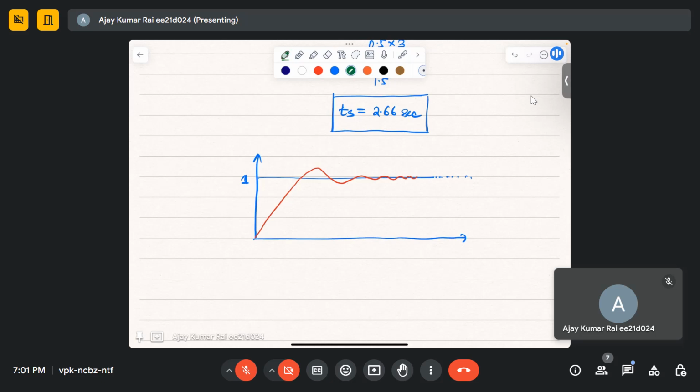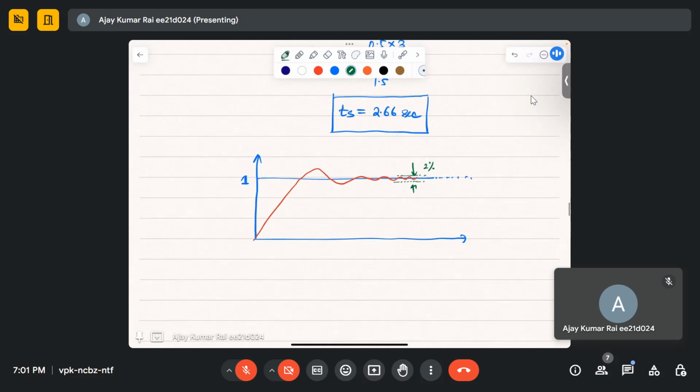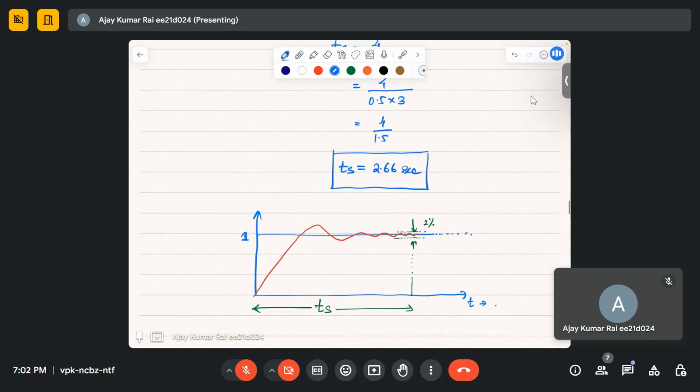So we have set some band here, right? A 5% band. If this output reaches within this 5 or 2% band, we say that our output has reached its steady state. This time period we have calculated just now. For 2%, I'm saying 2.66. So any doubt in this?